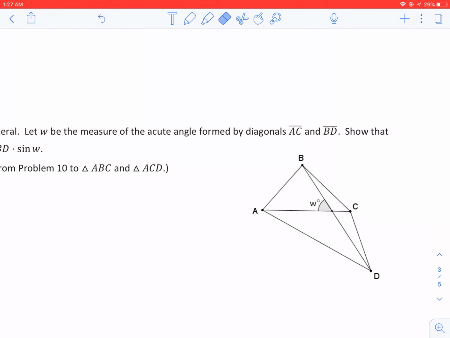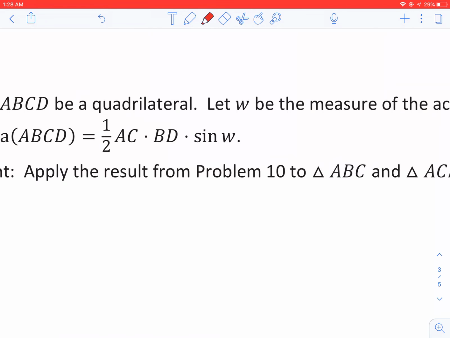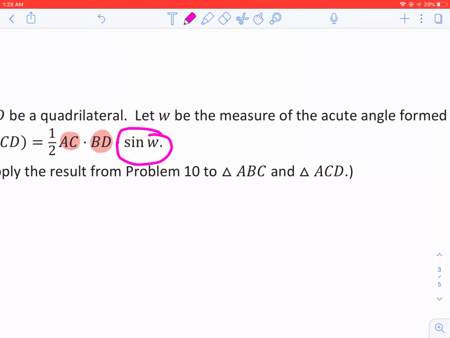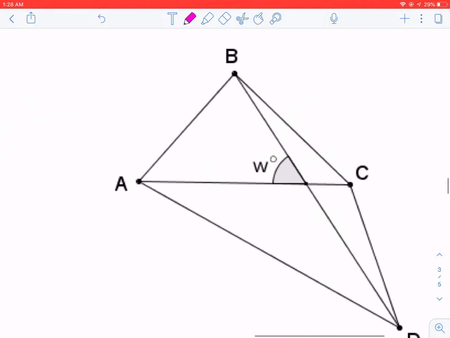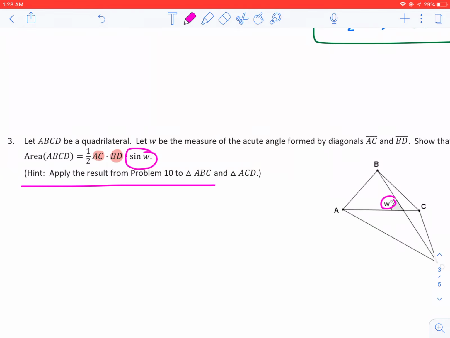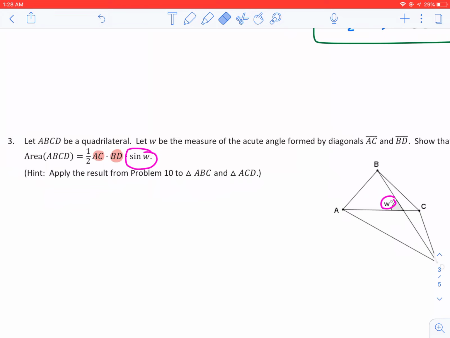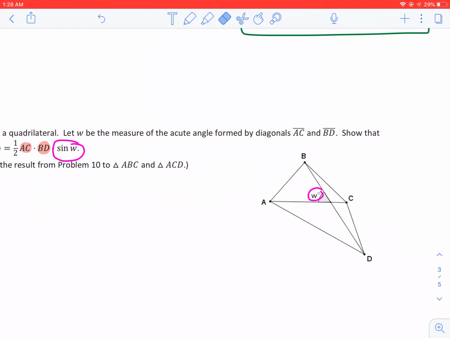We have W as the measure of the acute angle formed by the two diagonals, AC and BD. Show that the area of ABCD is equal to 1/2 times the two diagonals, these are our two diagonals, AC and BD, times the sine of the measure of this angle, W. So there is a huge hint. This hint is so big, you can probably do this on your own now. It says, apply the result from problem 10 to triangle ABC and triangle ACD.